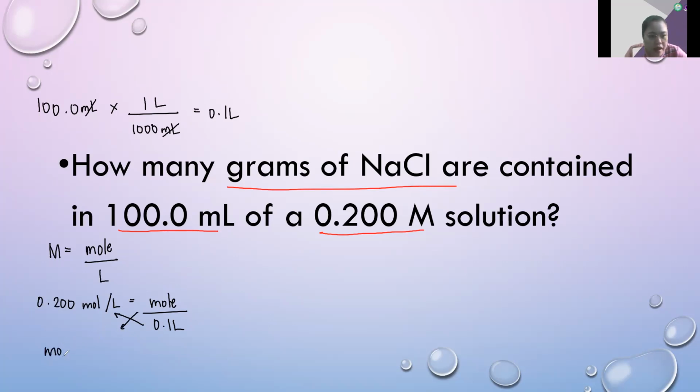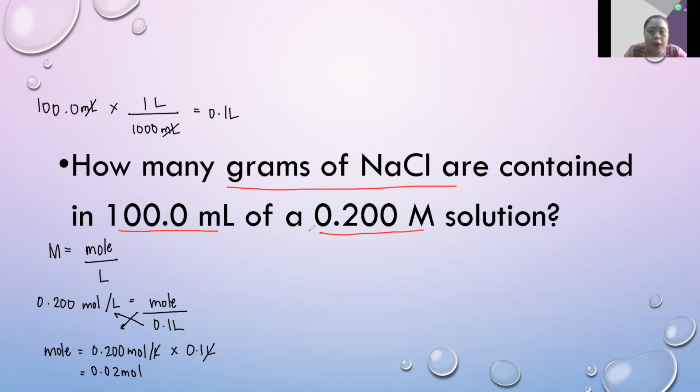So we will be having the moles on the left side. On the right side, you will have 0.200 moles per liter times the 0.1 liters, wherein we can cancel the liters, and we will be left with moles. So 0.1 times 0.200 is 0.02 moles. This is now the moles of our sodium chloride.